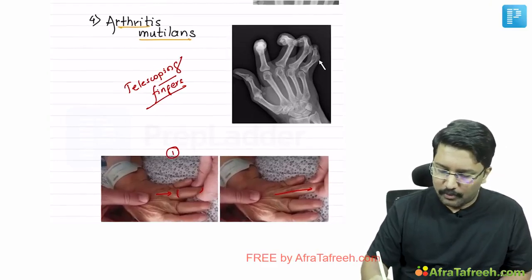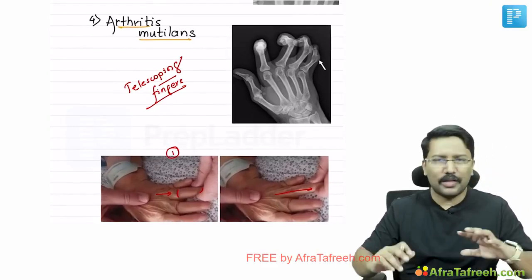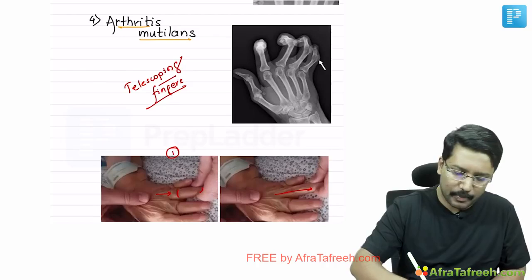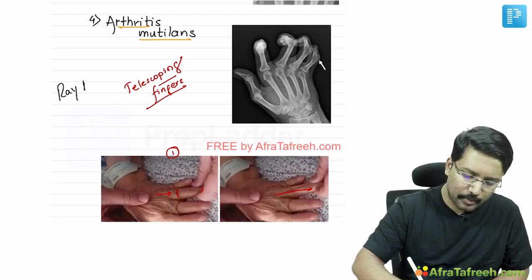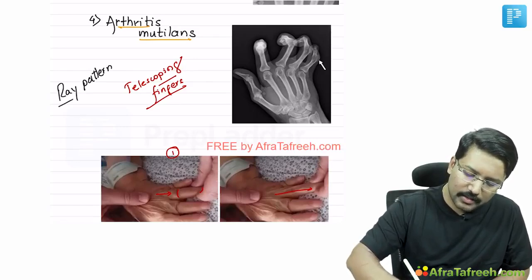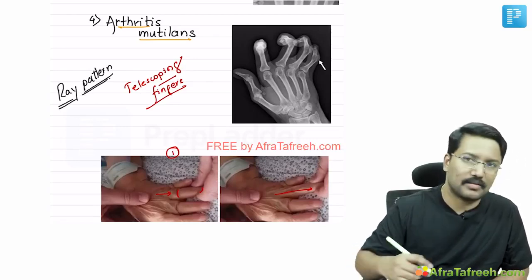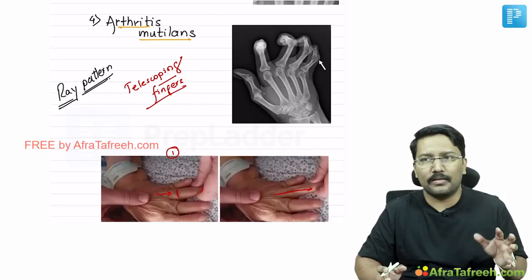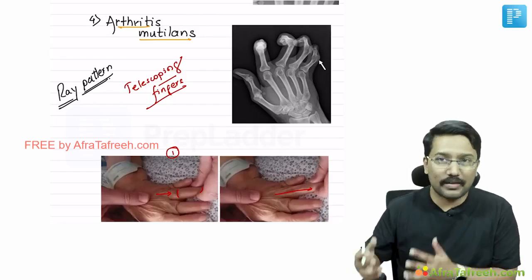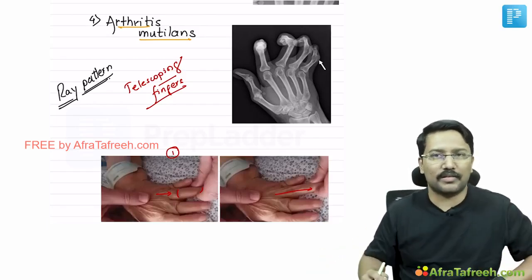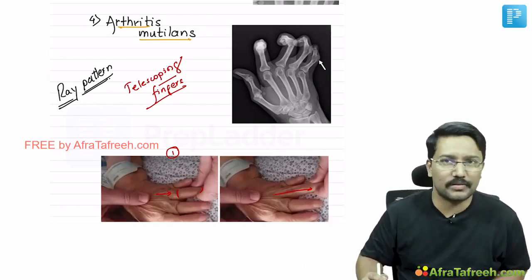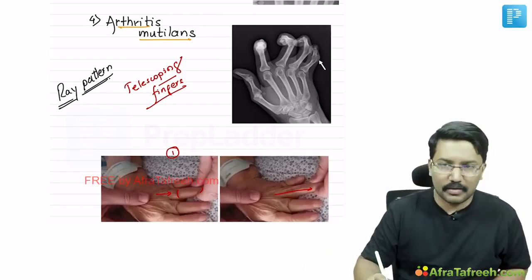Okay. One more thing about the radiological involvement, or I should say even clinical involvement, is the ray pattern. Ray pattern of joint involvement. Now, what do I mean by ray pattern? It is also characteristic of psoriatic arthritis. This kind of involvement is not commonly seen with other spondyloarthritis or other small joint disorders. Okay. Now, what do I mean by ray pattern?